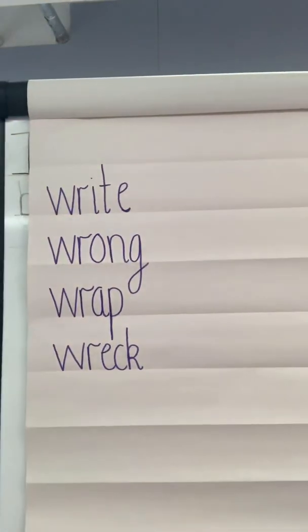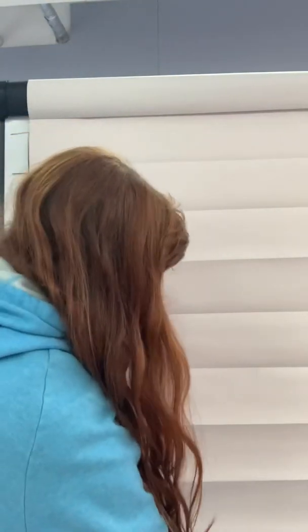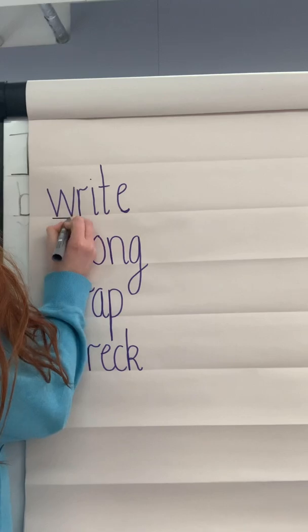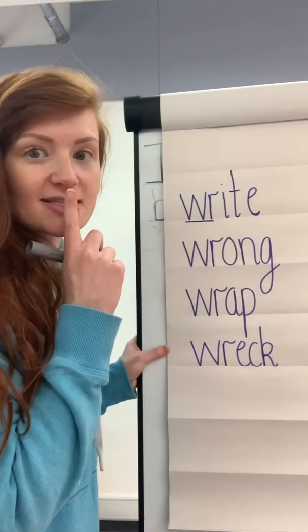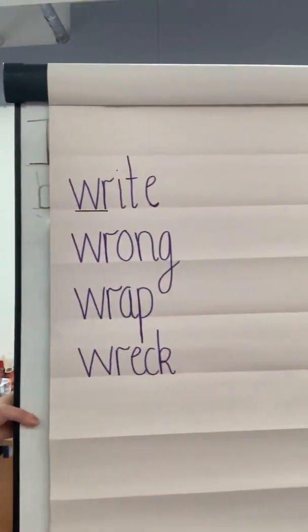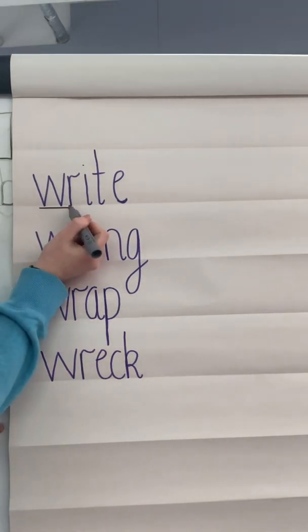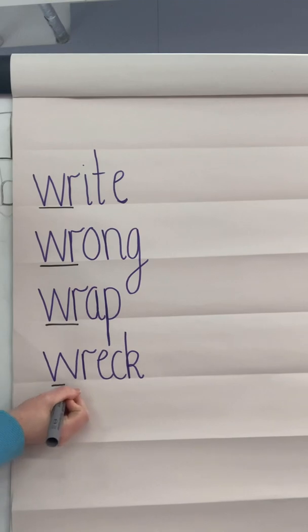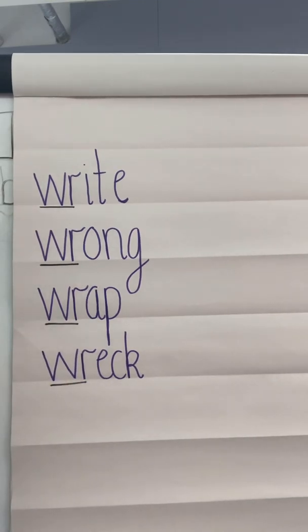Right, let's start. So we're going to segment and blend the words on my screen. So like I said, today we're going to be having a look at how the W and R at the beginning of words makes the sound R. So you've got to imagine that this W here is silent. It doesn't make a sound. So imagine it's not there and you're just saying R because you can see that letter R that makes the R sound after it.